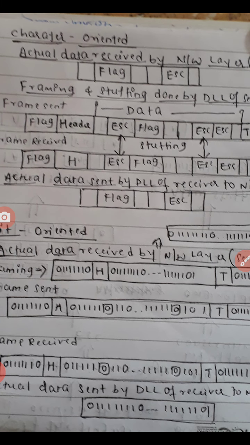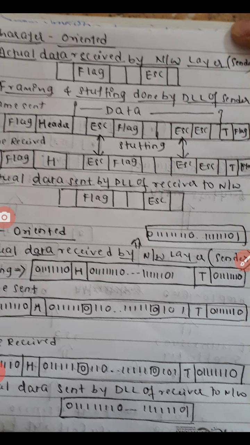Then we have header and trailer. This is the original data. We have zeros after 5 consecutive ones. The 0 is appended, or included, or stuffed. Then we have 110. In the same manner, after 5 consecutive ones, 10 is included.